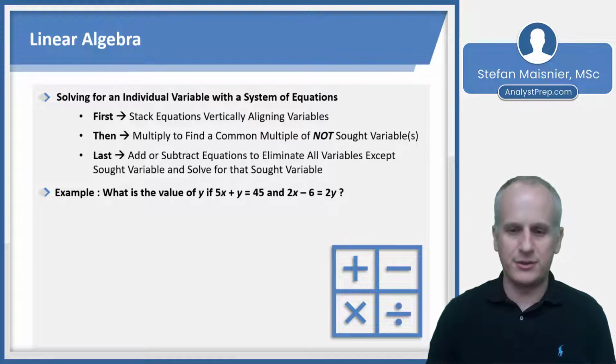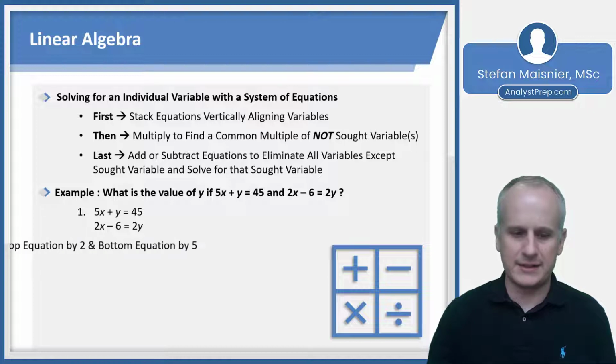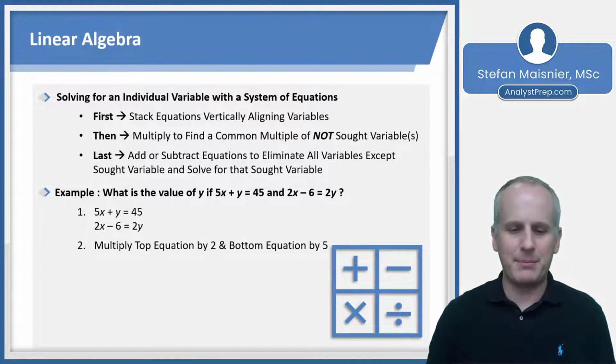We can solve this using a system. So we just stack those equations first. We've got 5x plus y is equal to 45, 2x minus 6 is equal to 2y. So then we want to get rid of our x's. And we do that by multiplying the top equation by 2 and the bottom equation by 5, because then we've got equivalent equations and a similar or an identical coefficient for our x's.